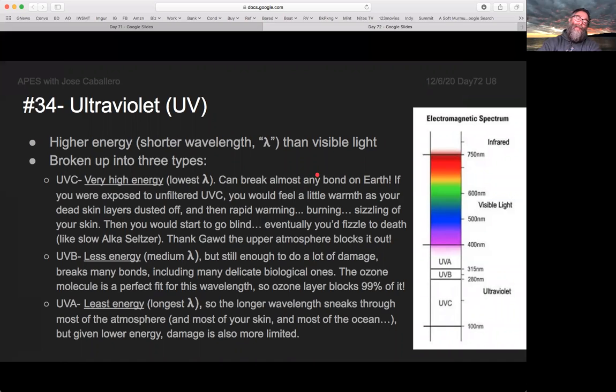And UVA has the longest wavelength, so most bonds won't line up right, and UVA can just sneak through. A good visual that I've often seen to explain blocking of ultraviolet, if you'll forgive me really quickly, if you've ever played, what's it called? Pinball?